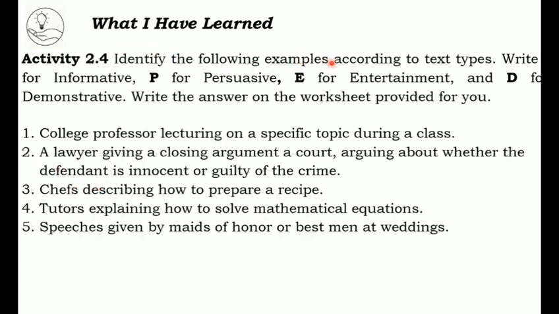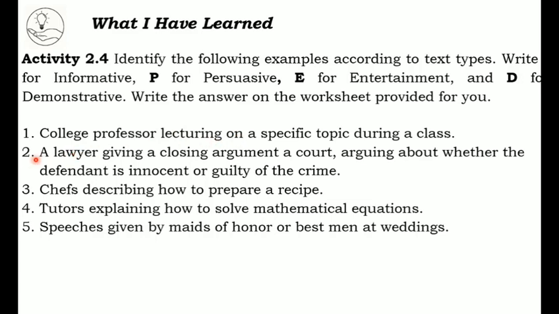Identify the following examples according to the text types. Write I for informative, P for persuasive, E for entertainment, and D for demonstrative. You are going to use separate sheet of paper for your answer. For number 1, college professor lecturing on a specific topic during class. Okay, what type of text is this? This is informative, because of the word lecturing.